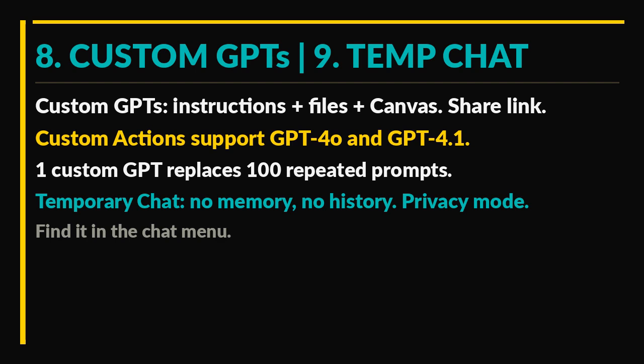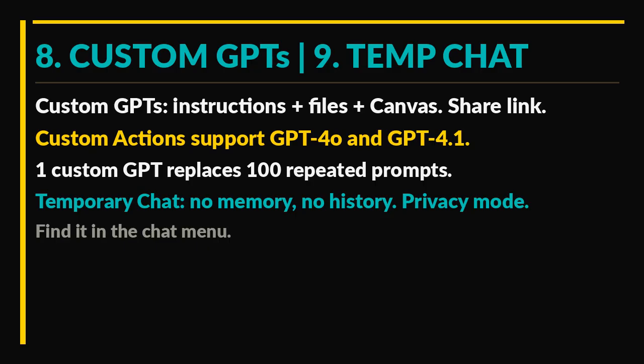Step 9. Temporary chat. When you do not want a conversation saved to memory or history, a sensitive topic, a throwaway task, a test, use temporary chat. It does not use existing memories, does not create new ones, and does not appear in chat history. Find it in the chat menu. This is the privacy mode most users have never clicked.